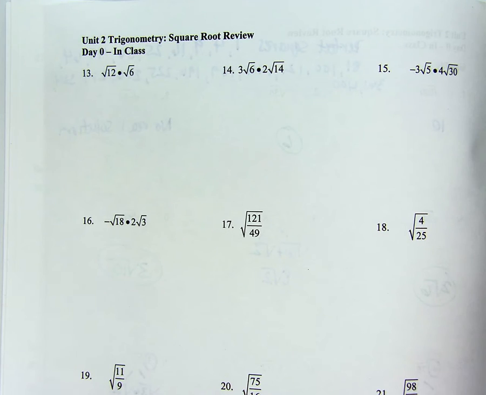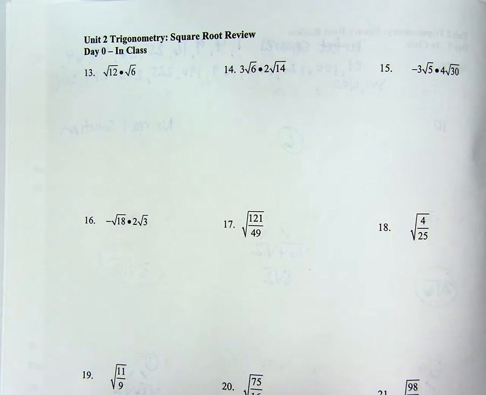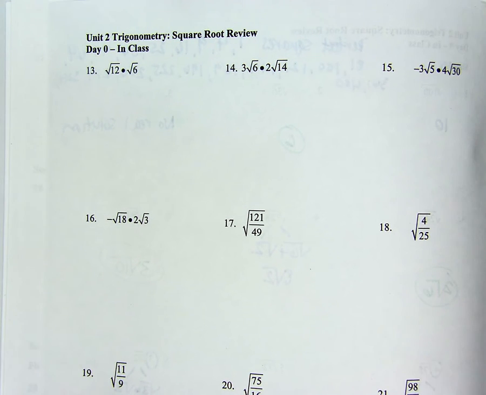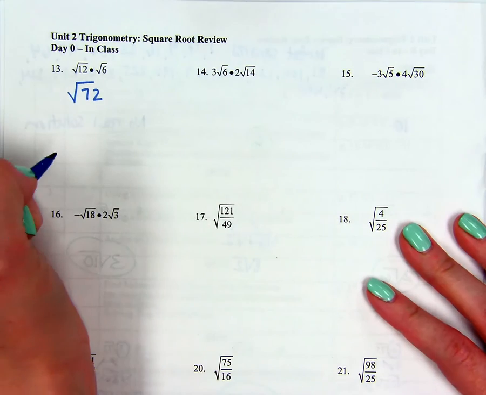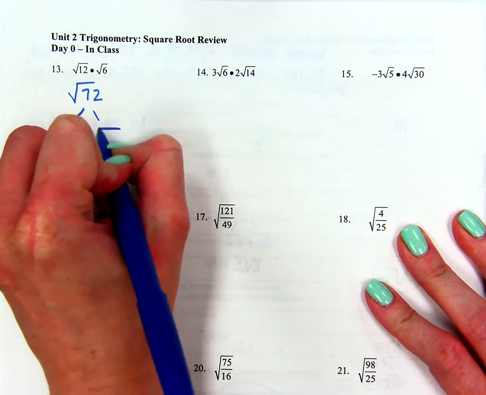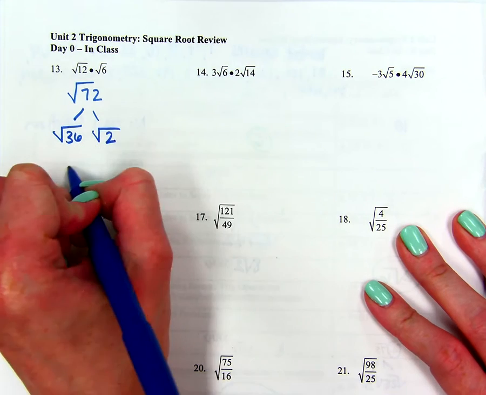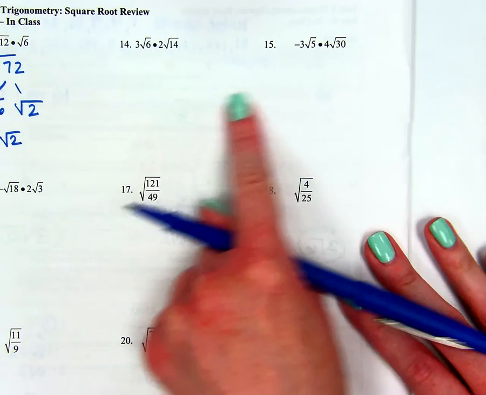So 13 is radical 12 times radical 6. So all you do for those is multiply what's underneath. So we're going to have radical 72. And again, we're going to try to break that up with a perfect square multiple. So we know that 36 is a perfect square multiple, so we end up with 6 root 2. Skip 14, you guys can do that one on your own.